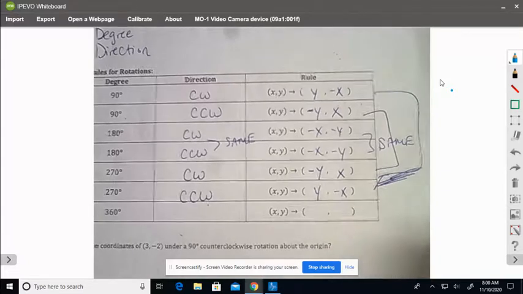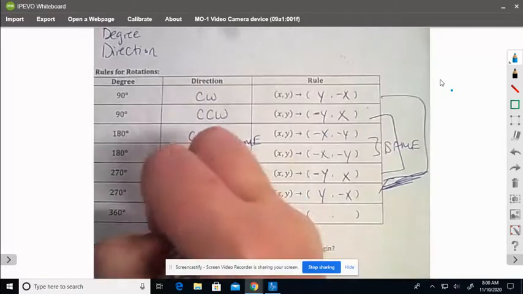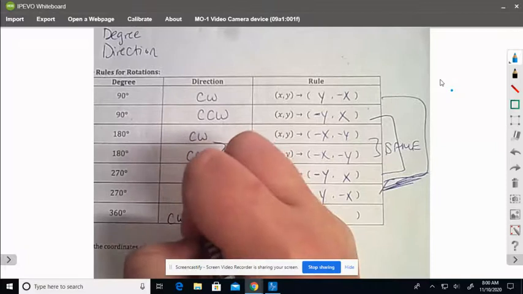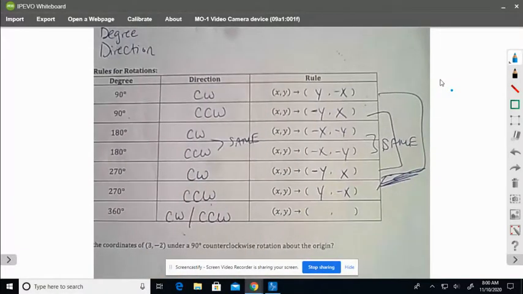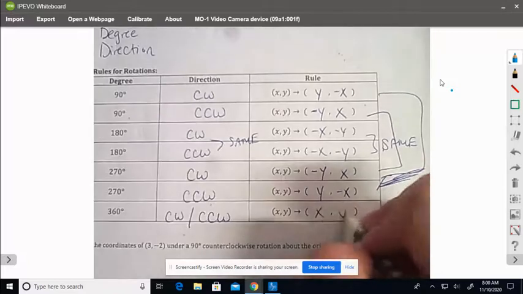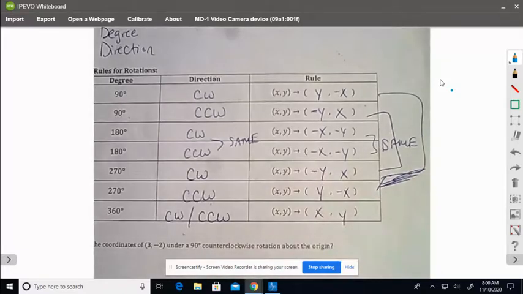Then we have 360 degrees. We can go clockwise or counterclockwise. No matter which way we go, it doesn't matter which way we do it. We're always going to end up back at that same point. So if we start at 2, 1, we're still going to end up at 2, 1 if we go 360.